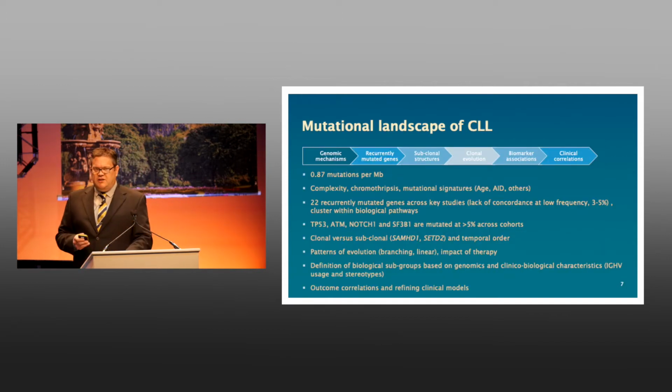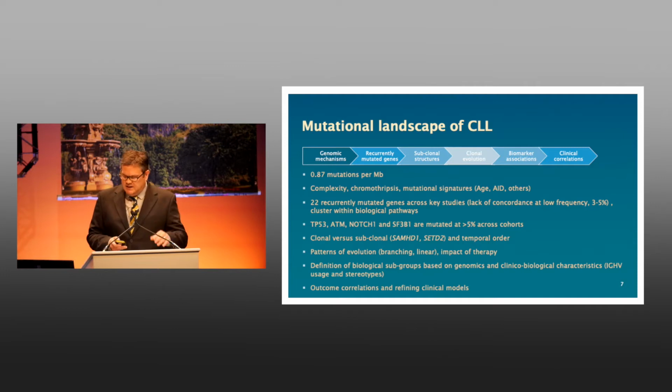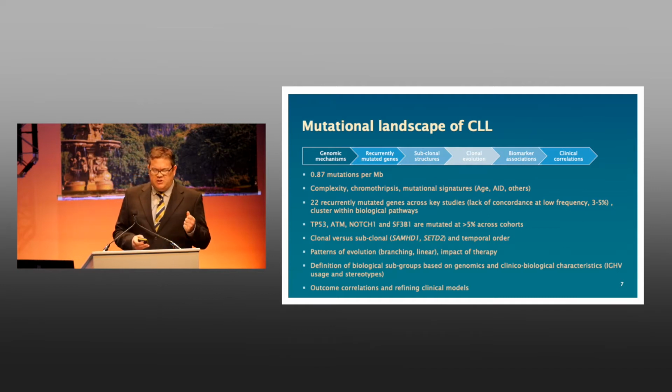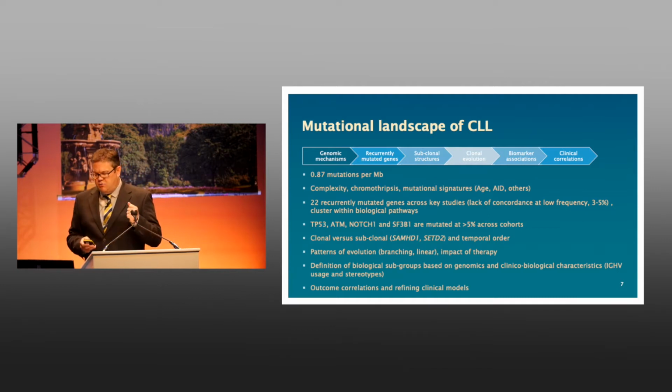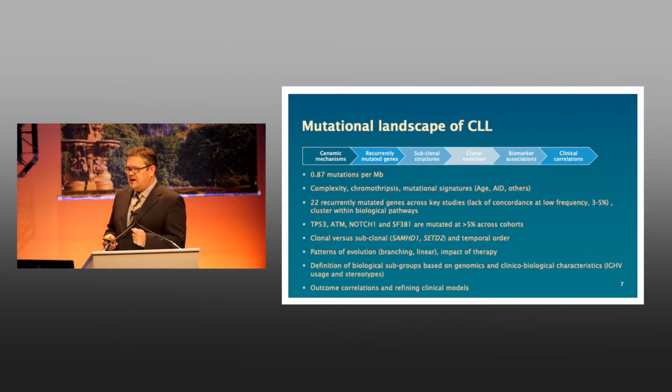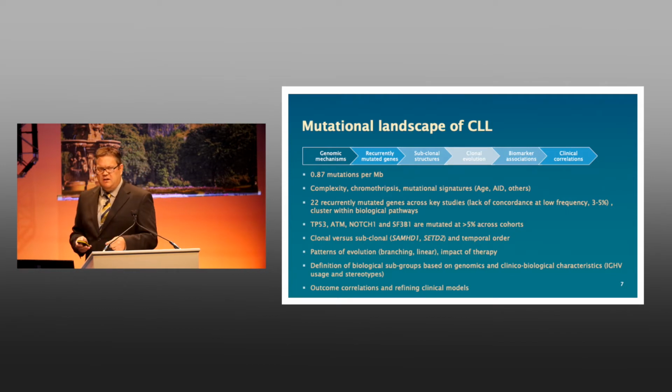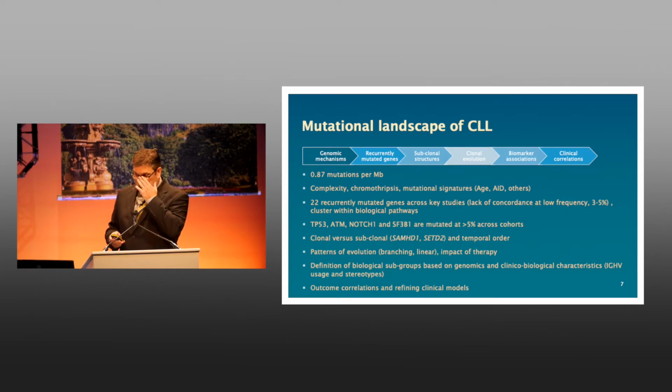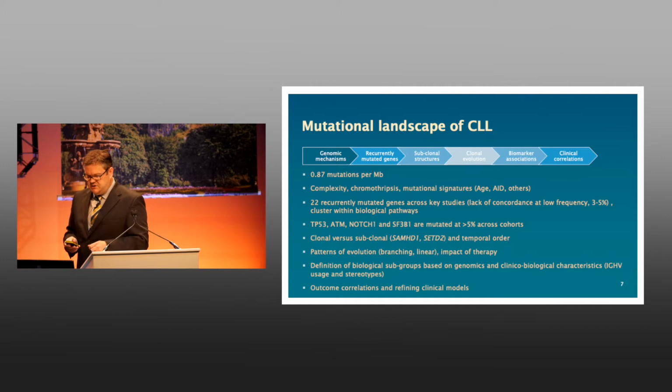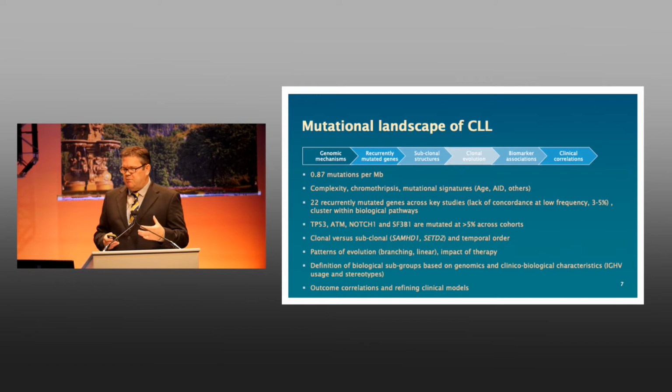So let me give you a little bit of an introduction to the mutational landscape of the disease. CLL has a simpler genome than solid tumors and other leukemias, with a median of less than 1 mutation per megabase. Though it's important to note that a proportion of patients are complex, and that's regardless of how you measure the complexity. That seems to be clinically very important. Chromothripsis was first identified in a patient with CLL, and we now understand the mutational signatures that underpin the molecular pathogenesis of the disease. There are at least 22 recurrently mutated genes, and this is really based on key studies.